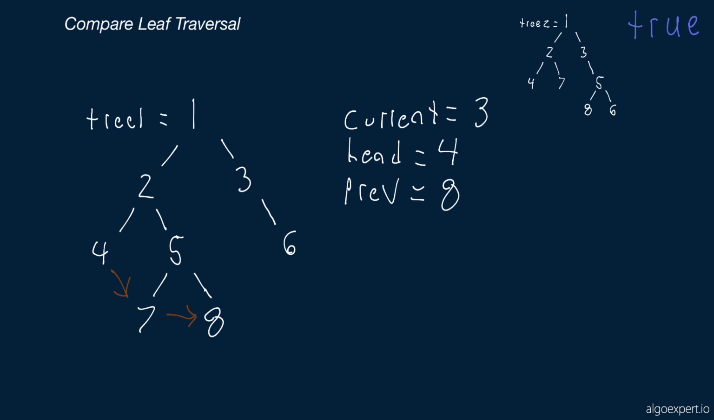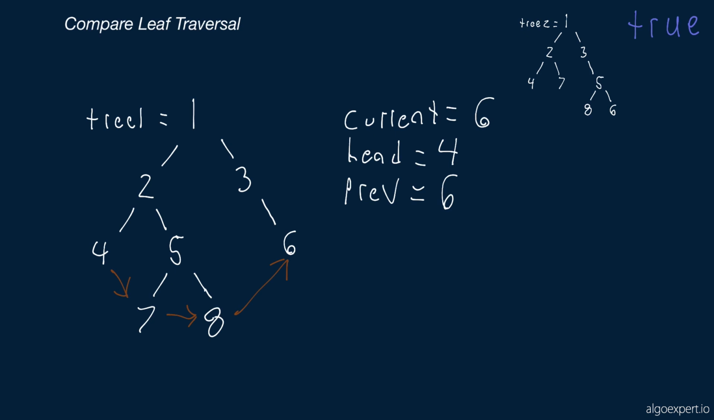So now that we're looking to the right, we see that our current node is equal to 6. This is a leaf node, and so what we now do is connect the previous node to this leaf node. So we draw this connection right here. We then change the previous node to be the current node, and the head stays the same this entire time.